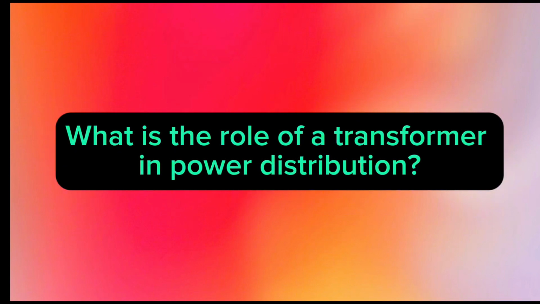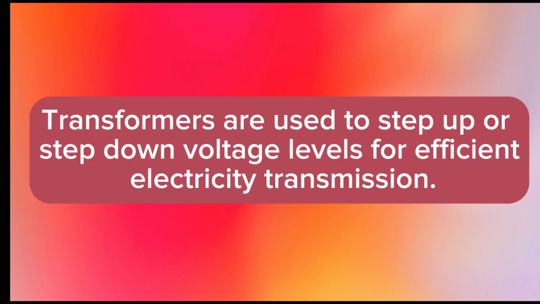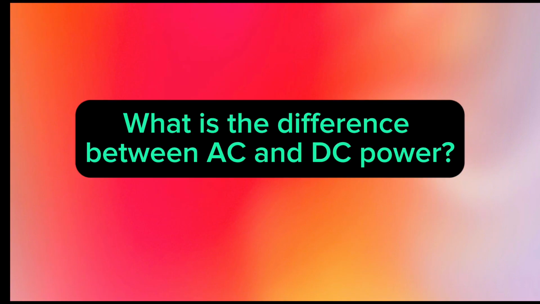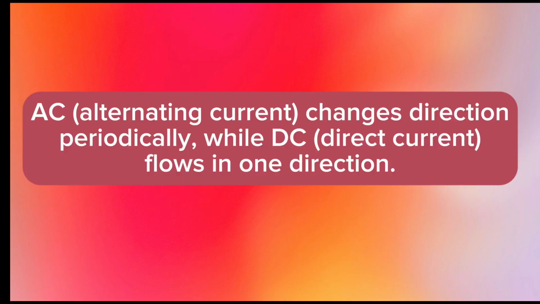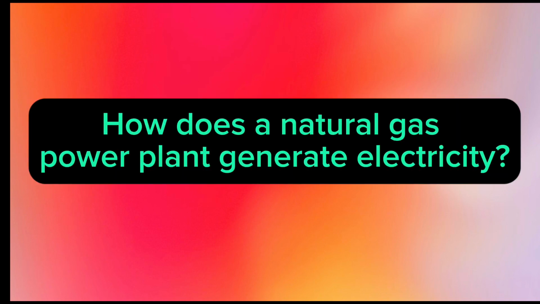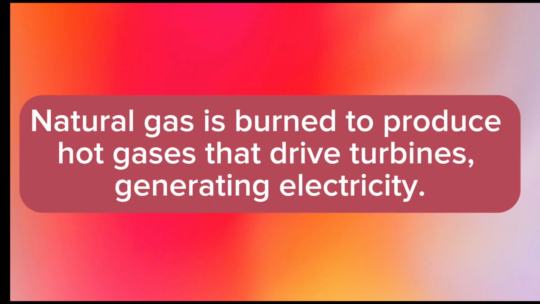What is the role of a transformer in power distribution? Transformers are used to step up or step down voltage levels for efficient electricity transmission. What is the difference between AC and DC power? AC (alternating current) changes direction periodically, while DC (direct current) flows in one direction. How does a natural gas power plant generate electricity? Natural gas is burned to produce hot gases that drive turbines, generating electricity.